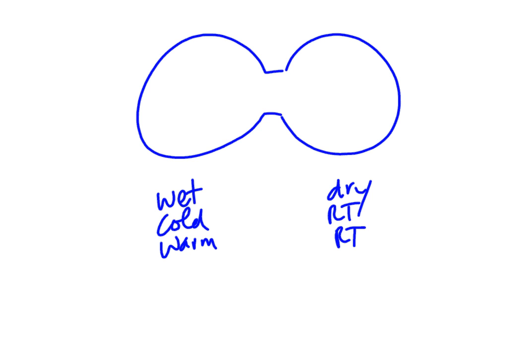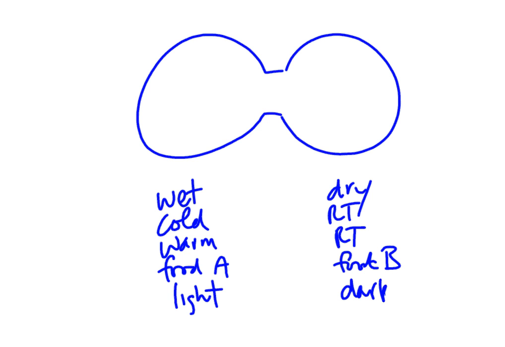the choice chambers. Okay, and you're going to choose two different environments. Some ideas for environment would be like a wet environment versus a dry environment, or a cold environment versus a room temperature, or a warm environment versus a room temperature. Some sort of, let's go food A versus food B, or an interesting one is light versus dark, right? These are all good conditions in which to test the behavior of your pill bug.